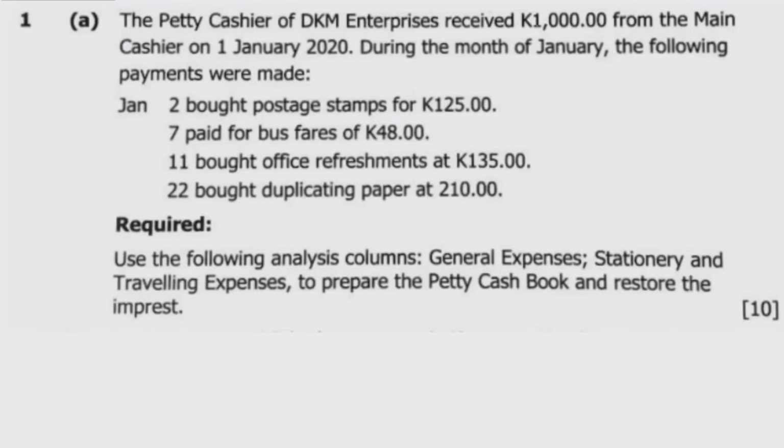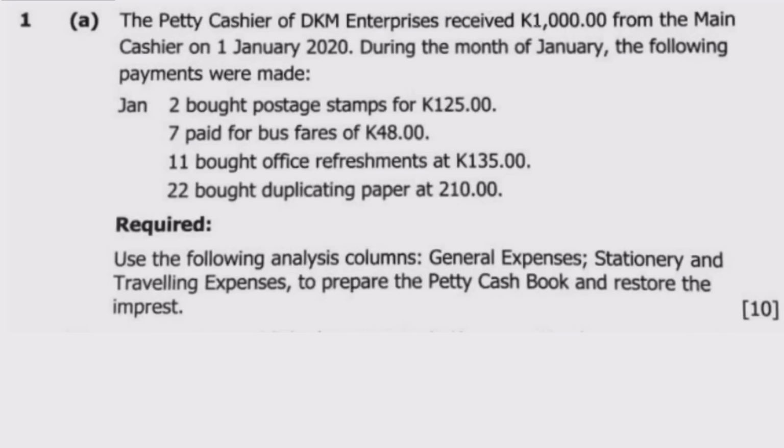We come to question 1A. Question 1A is as follows. The petty cashier of DKM Enterprise received 1,000 from the main cashier on 1 January 2020. During the month of January, the following payments were made.